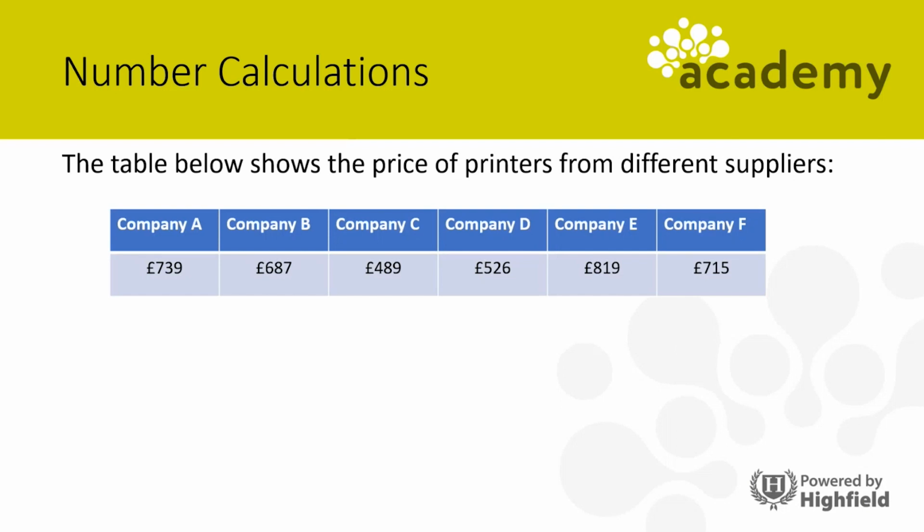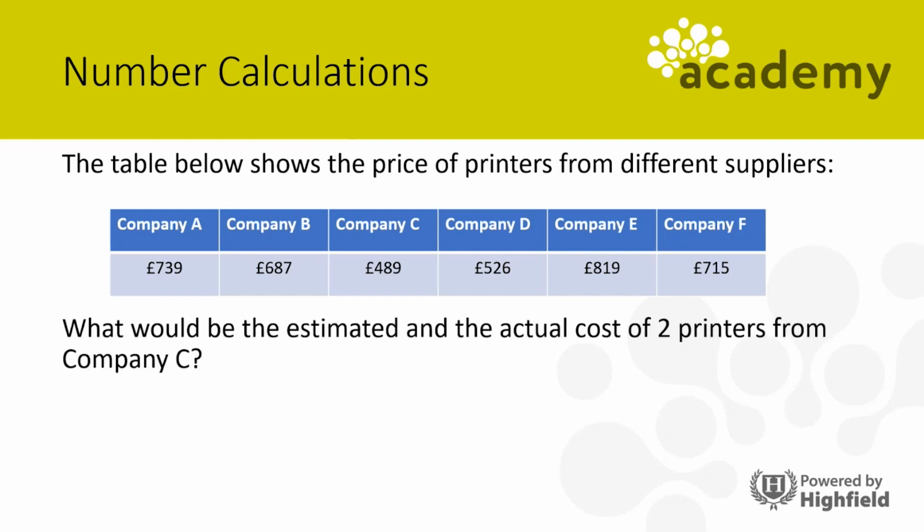The table below shows the price of printers from different suppliers. So Company A, the price is £739. Company B, it's £687. Company C, it's £489. Company D, it's £526. Company E, it's £819. And Company F, it's £715. What would the estimated and actual cost of two printers be from Company C?